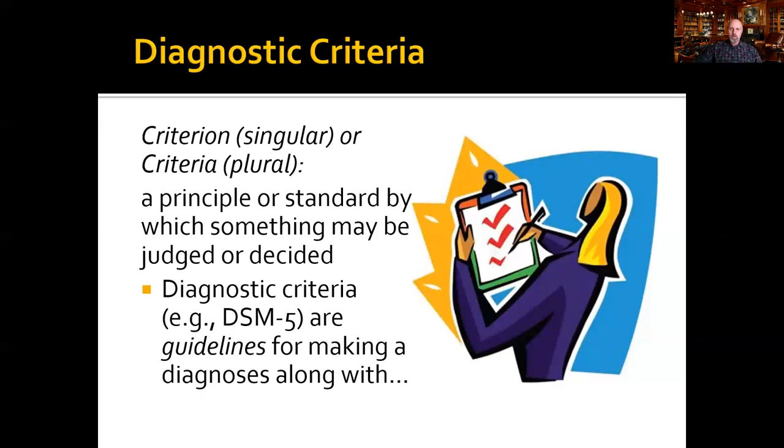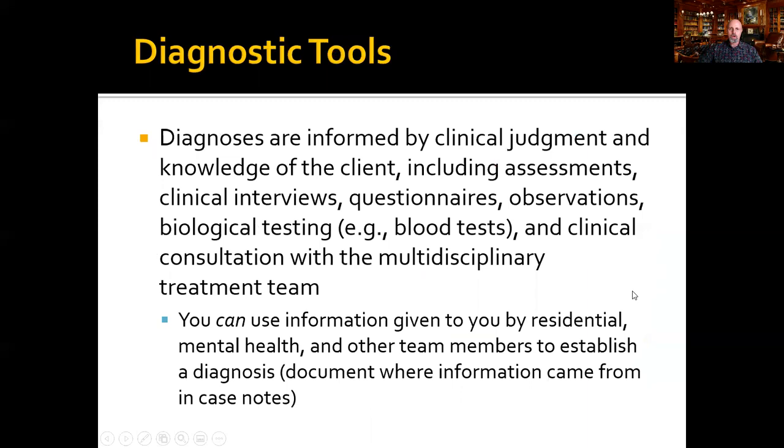The diagnostic criteria are used as guidelines for making diagnoses, along with clinical judgment. In making a substance use disorder diagnosis, there are 11 criteria that the DSM-5 lists that should be evaluated to determine whether or not there is a substance use disorder diagnosis, and to what degree. But in order to determine whether or not somebody meets that criteria, you're going to use lots of clinical judgment and your knowledge of the client.